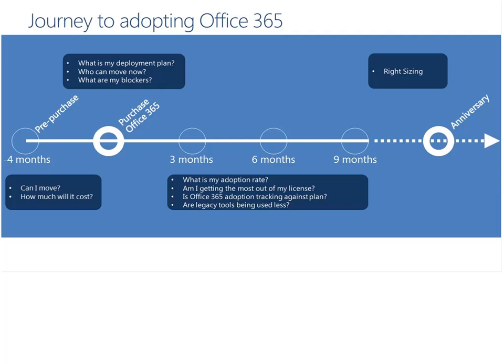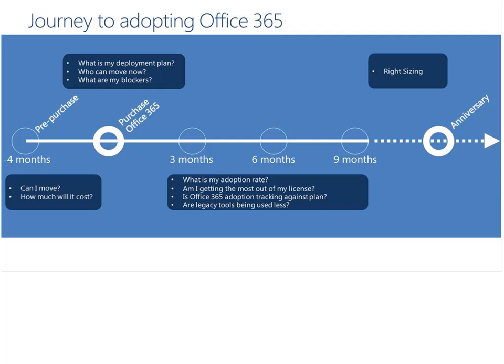So once you've set out your deployment plan, the next steps that you might want to undertake are understanding adoption rate. So you want to get the most out of Office 365. If you've deployed it, how much are people using it? What areas are they that they're using? Are you getting the most out of your license that you've purchased? You want to see if the adoption tracking is against your plan.